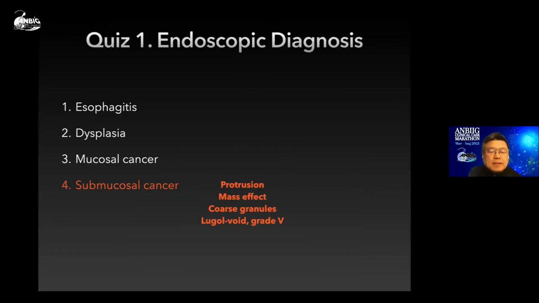Yeah, the answer is submucosal cancer, because by endoscopy you can find the protruded lesion and the mass effect like a submucosal tumor, and can see the coarse granules at the right side of the tumor and the lesion.